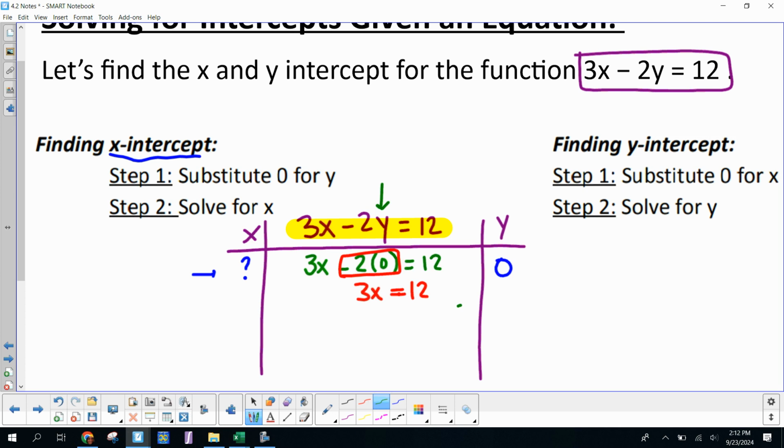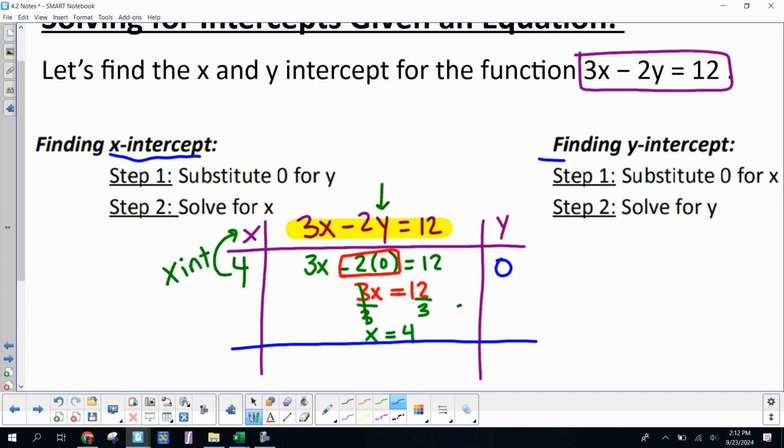If we were to then isolate this x, because remember, that's what we're looking for, we're going to divide both sides by 3, and we get that x equals 4. So the x-coordinate here is just 4. And since this is my x value, this is my x-intercept. Okay, and then finally, now we're going to find the y-intercept. Now we're going to plug in 0 for x so that we can find the y value. So again, I'm going to take the same equation up here, but now I'm replacing the x with a 0.